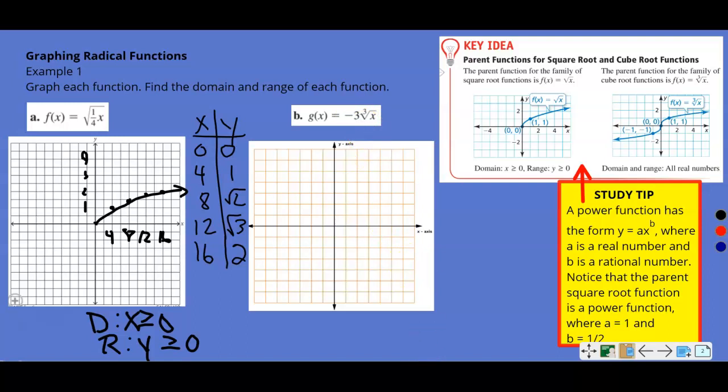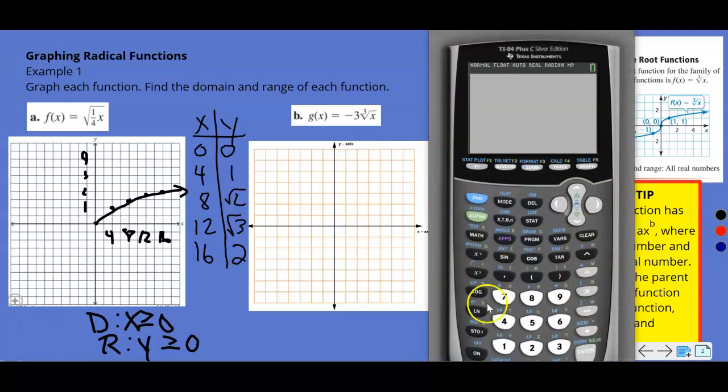To save a little time, let's use our calculator to graph this one. Because most of the time they're not going to ask you to graph this by hand on a standardized test like the EOC or the ACT. So let's use our calculator. We're going to type in -3 and then go to math to find your cube root button, and then cube root of x.